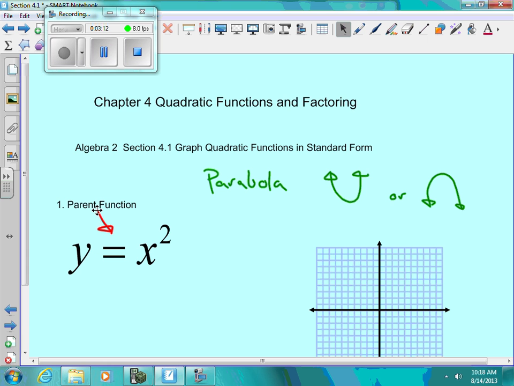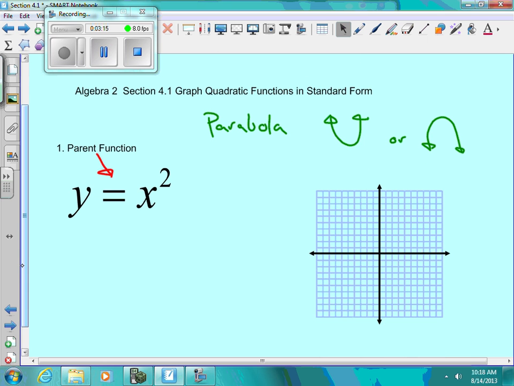Parabolas have some characteristics. One of those characteristics is the axis of symmetry. The axis of symmetry is the line that divides the graph in half evenly. It's the line of symmetry, symmetrical, so that everything's the same on either side of the line. That's what a line of symmetry does.